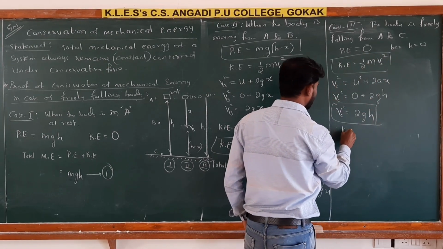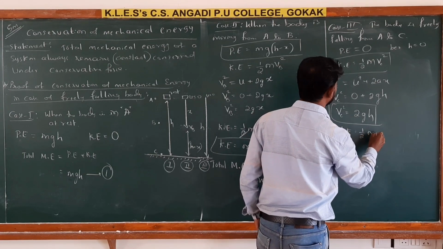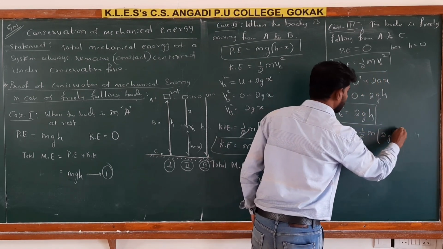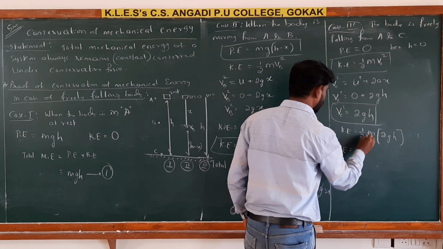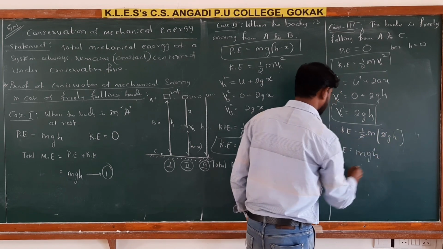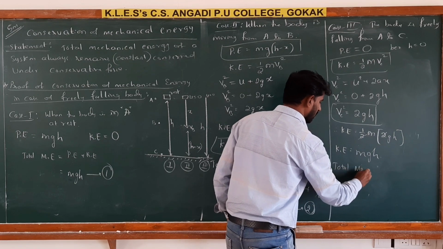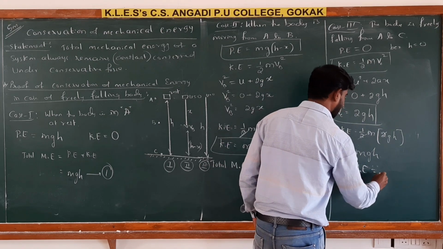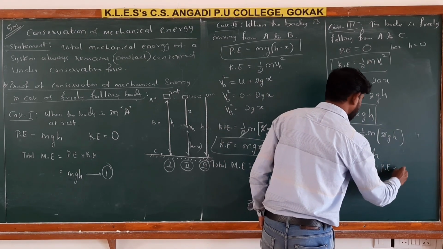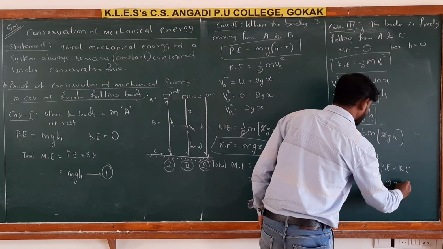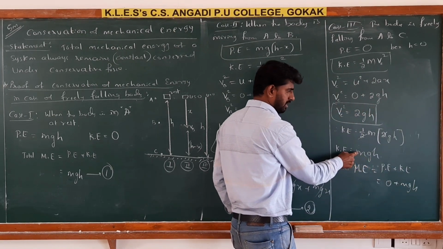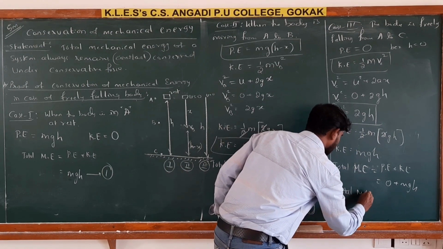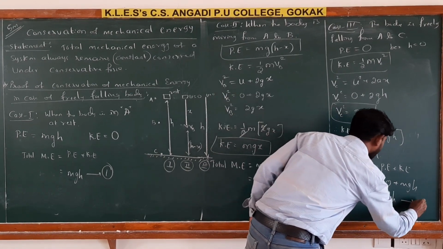Therefore, kinetic energy is equal to 1 by 2 m into Vc square. Vc square is 2 into g into h. So, kinetic energy is equal to mgh, as the 2 cancels. In this case, the total mechanical energy, I write in short form ME, is equal to potential energy plus kinetic energy. Here the potential is 0 and the kinetic energy is mgh. So finally, total mechanical energy is equal to m into g into h. Say this is equation number 3.